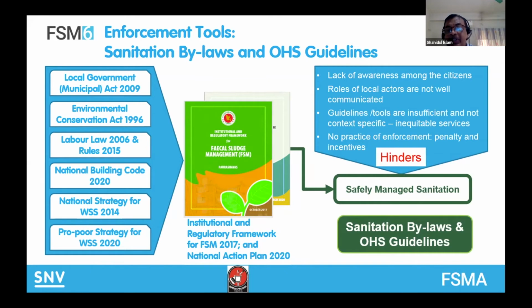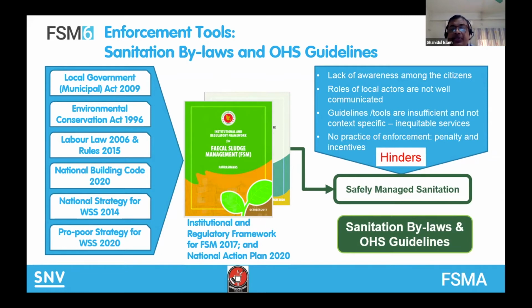with the sanitation bylaws and also occupational health and safety guidelines. These are the two vital documents. They are legal documents, and there is a provision in the Local Government Act that the municipality can develop bylaws. So they introduced the bylaws last year through a long-term, in-depth consultation at the local level.